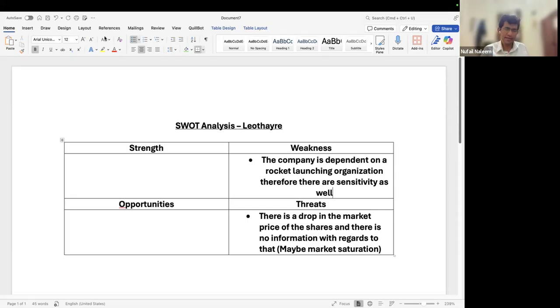Now, students, the strength, I'll just give you one of the key strengths, which is very important. The company has a track record of sending 64 satellites.